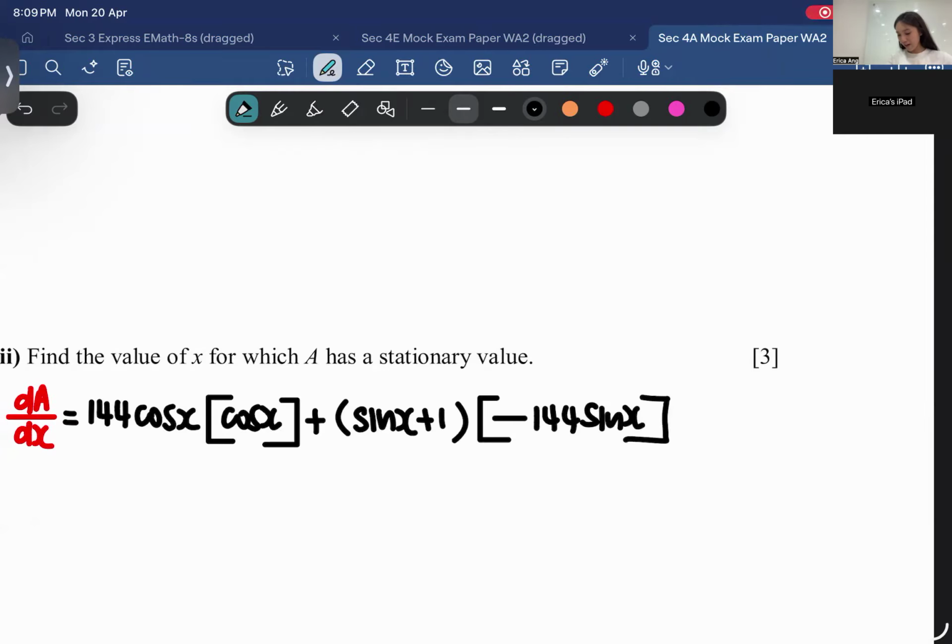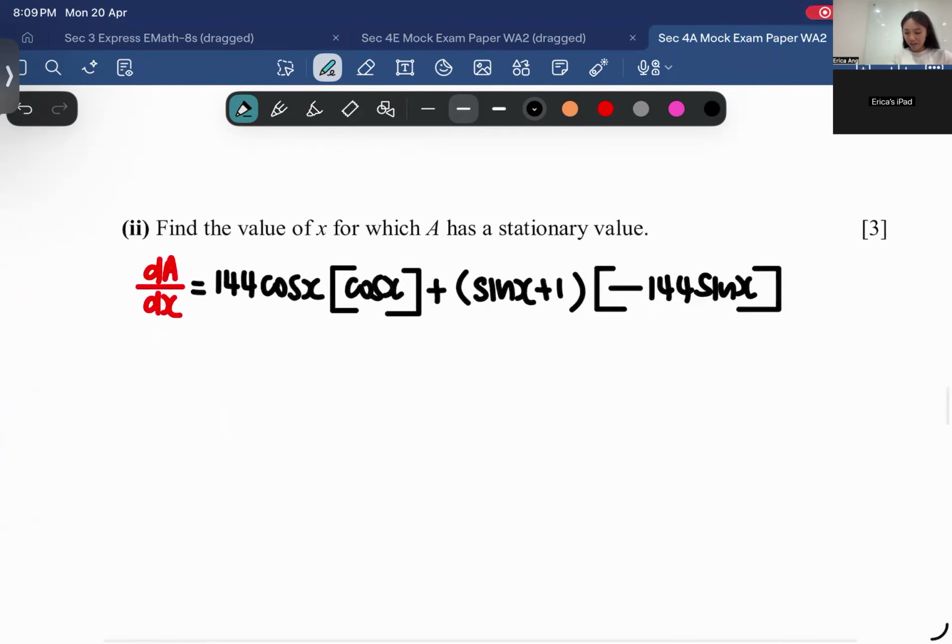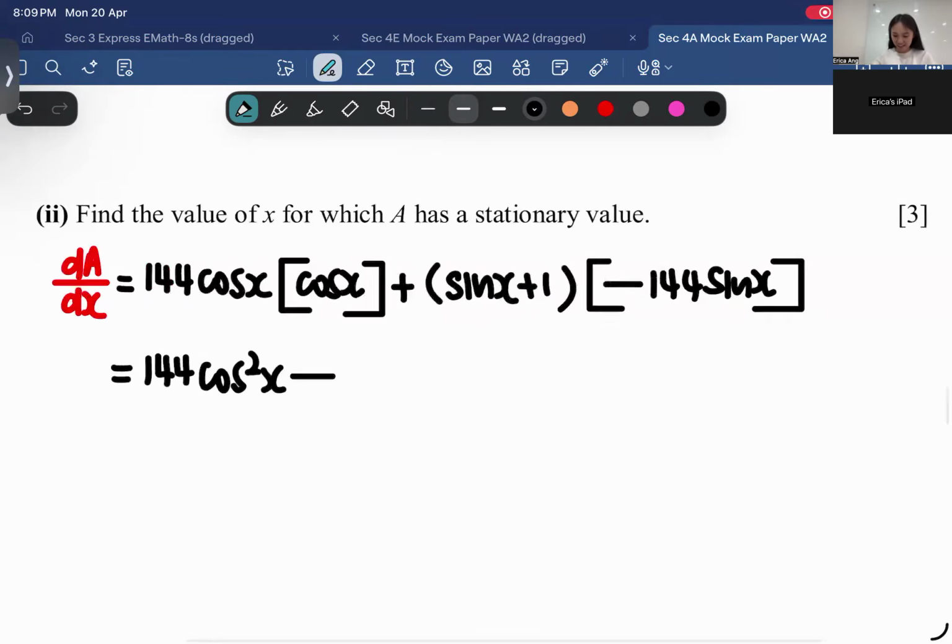Okay, very nice. So from here, we are just going to expand. So we all just expand. So we get 144 cosine square x. Oh, yeah, okay, very good, Rian. Well done.